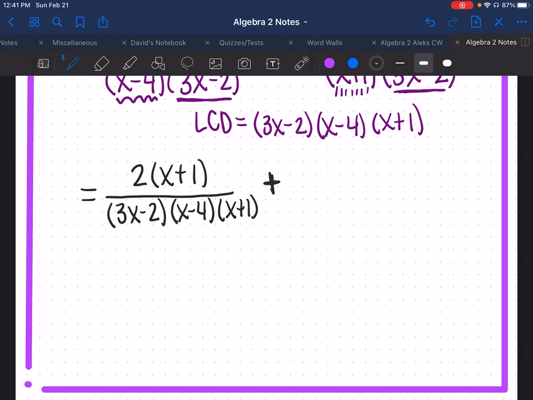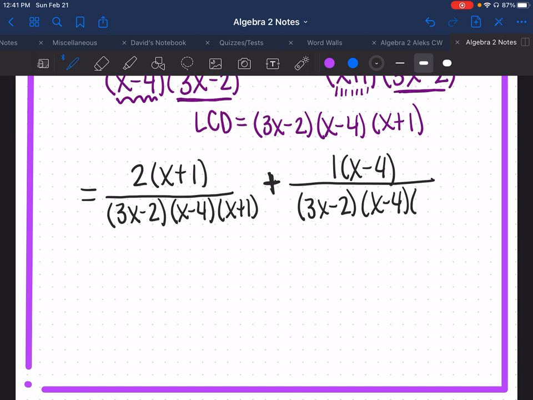Plus 1 times x minus 4, and then my common denominator. Now, it's a very common mistake to start trying to cancel out, to say boom, boom, boom, boom. You cannot do that. You're going to have to go ahead and distribute. That's your next step. Distribute these and then combine together your like terms and then see if you can actually cancel out. So let's go ahead and distribute.